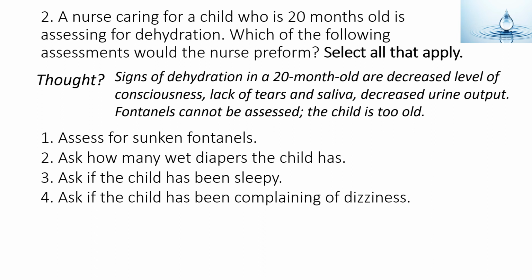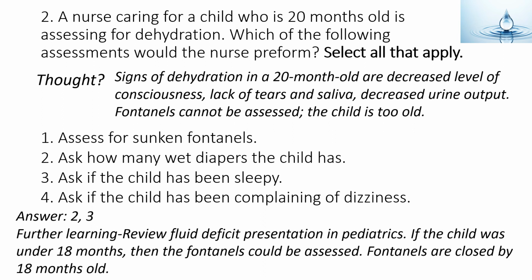Therefore, doing the true-false method, which is best for select all, number 1 is false. Number 2 and 3 are true. And number 4 is false. This is a child who is 20 months old. They wouldn't have the language to complain of dizziness, so be careful with those answers in pediatrics. The best way to assess pediatric patients is objective signs. So if you need to review the fluid deficit presentation in pediatric patients, remember the fontanelles close at 18 months. So if the child had been under 18 months, then the first answer would have been correct. But because they're older than 18 months, we can't assess fontanelles anymore.